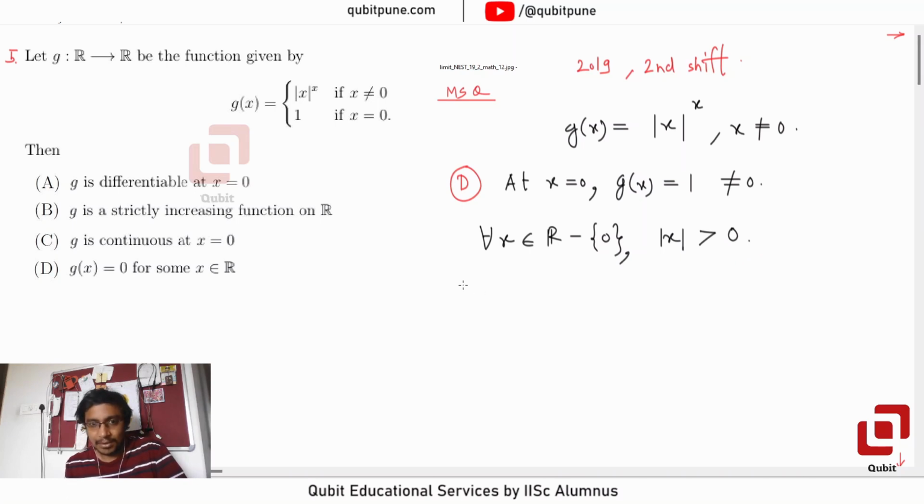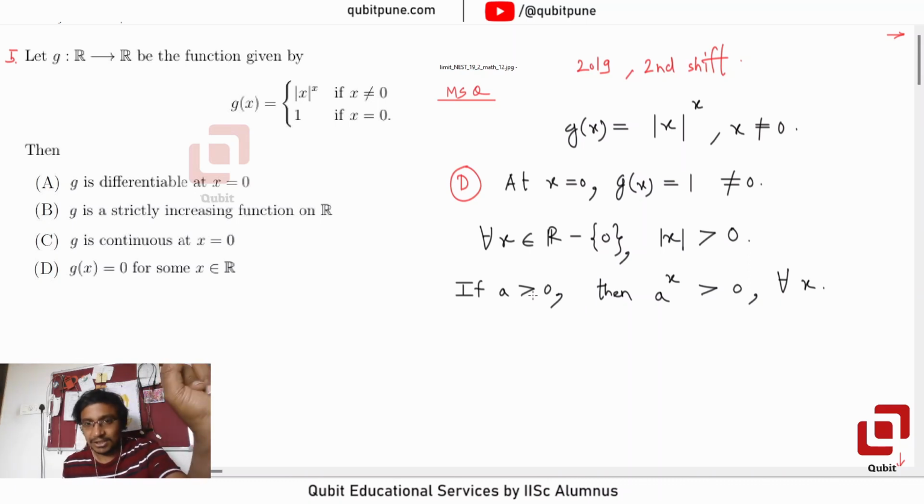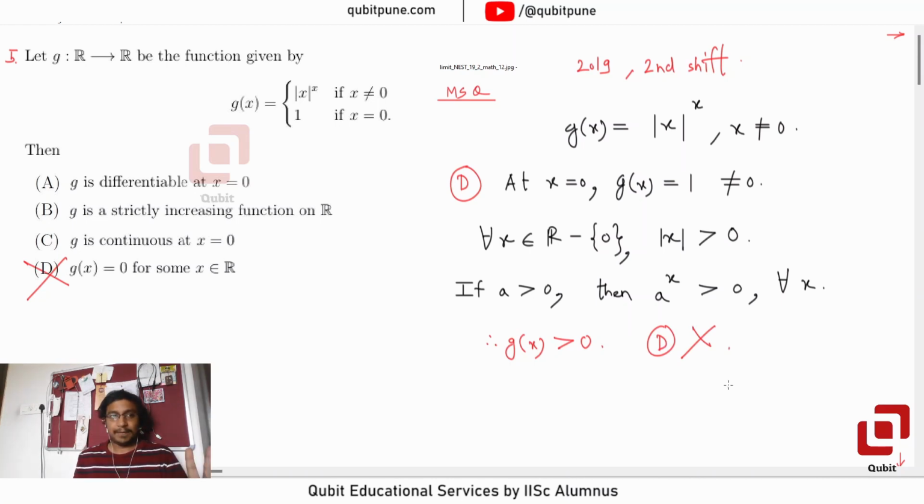Now, if a is greater than 0, then a raised to x will always be positive for all values of x. Raise your hands if you understand this. Second point: if a is positive, then a raised to x will be positive for all values of x. Which means we have proved conclusively that g of x will never be equal to 0. So D is not right.